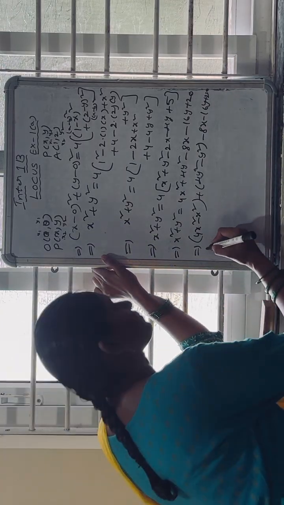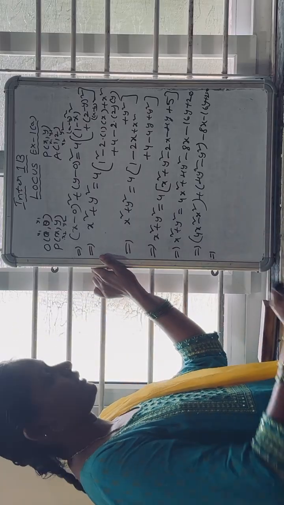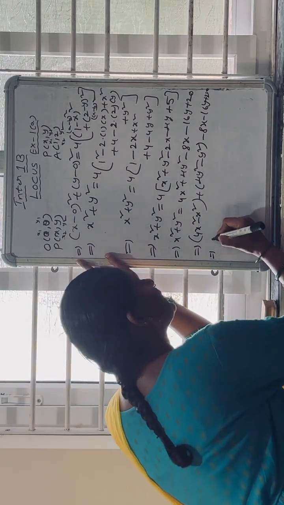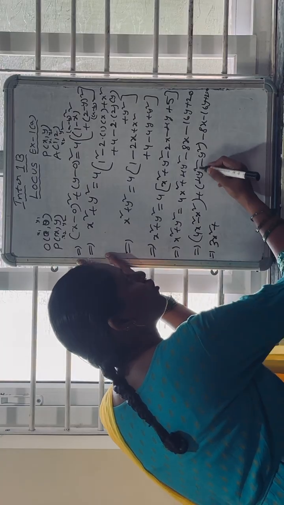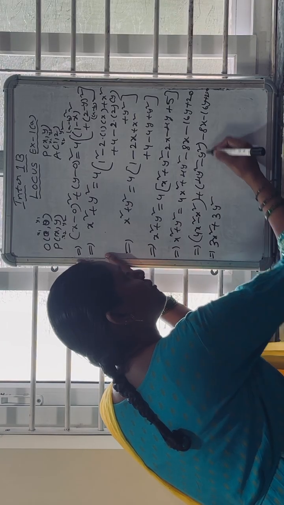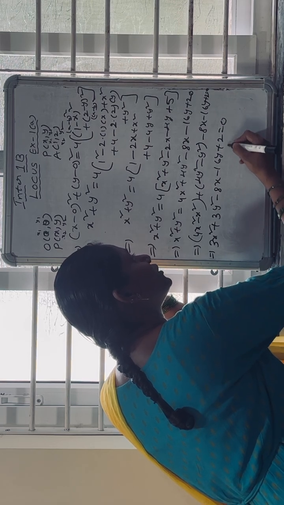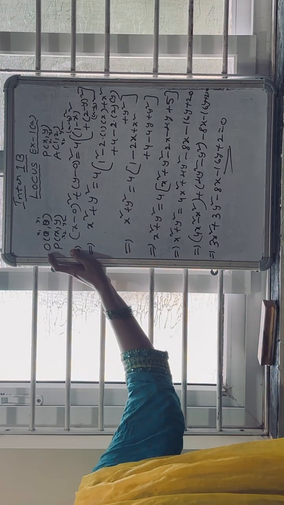Same. Now here 4 and 1, nothing with x, no quotient is there. What do we have to take? 4 minus 1 is 3. So 3x square, here again 3y square, minus 8x minus 16y plus 2 equal to 0. This is the equation of locus.